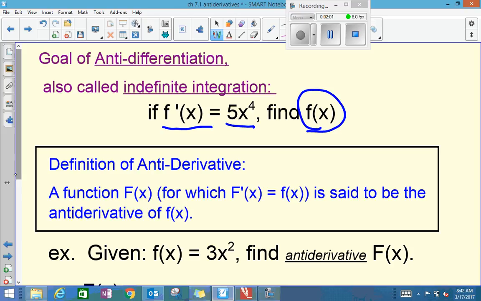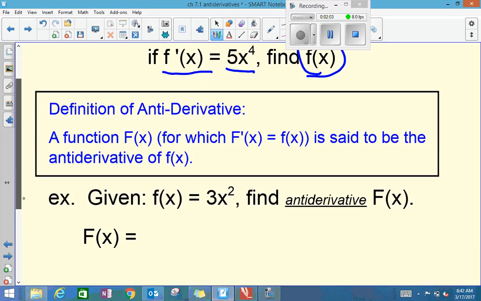This box right here puts that into words from the book. The definition of antiderivative is a function capital F of x for which the derivative of capital F of x is f of x. And that is said to be the antiderivative of f of x. So anyway, it's kind of complicated to talk about. Let's look at an example.